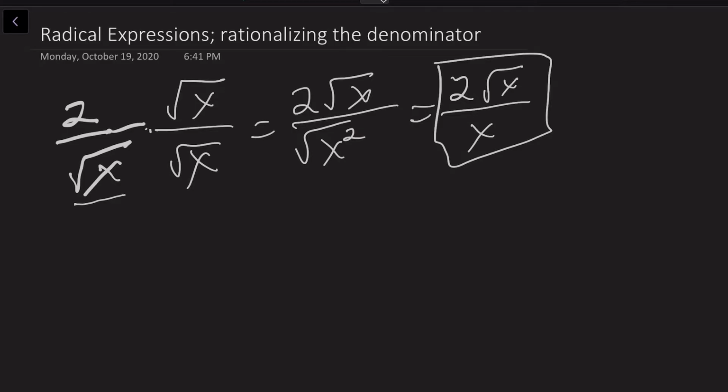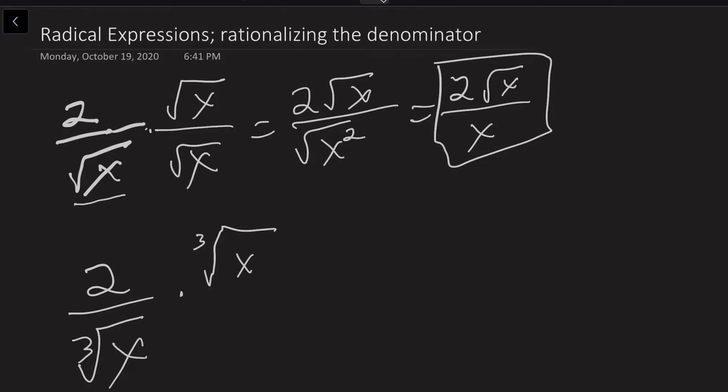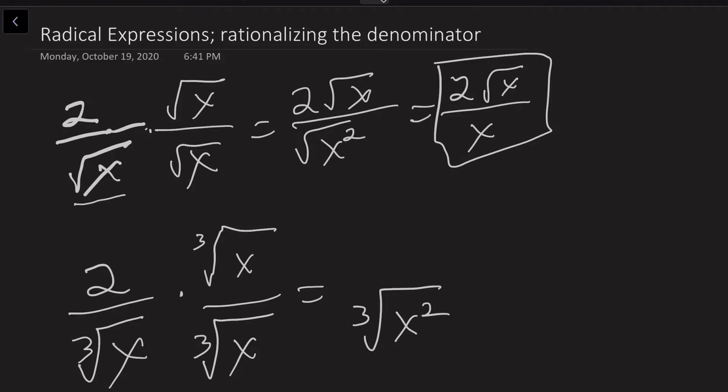If it was, let's say, 2 over the cube root of x, well, now we can't multiply this by a cube root of x over cube root of x, because what we end up getting in the denominator is cube root of x squared, and that's not what we want. Instead, what we can do is multiply our fraction by the cube root of x squared.